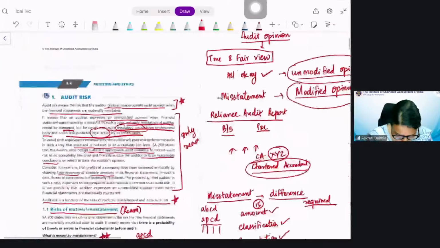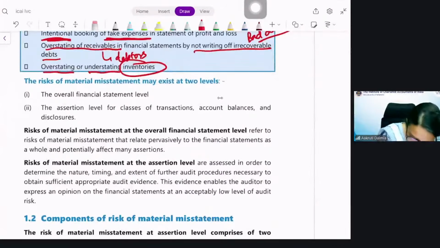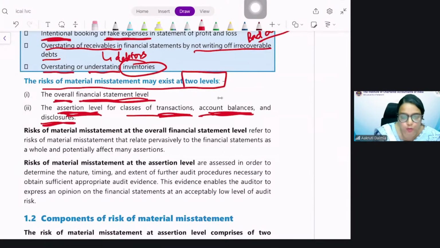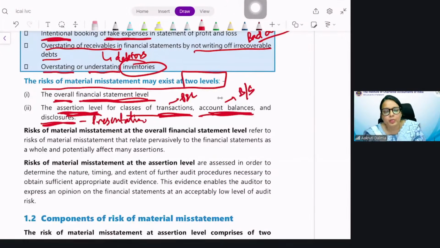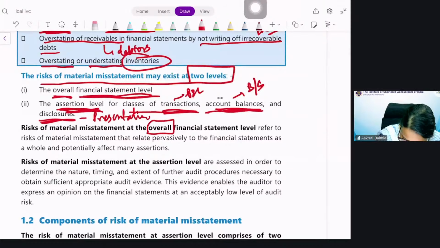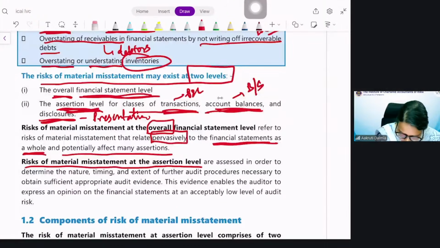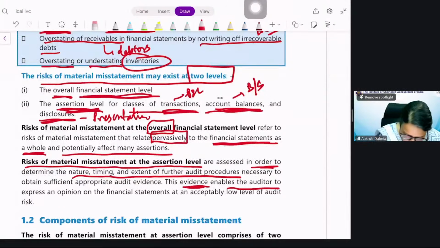Now come to the book again. So risk of material misstatement can exist at two levels. At the overall financial statement level and at the assertion level for transactions, account balances, and disclosures. Transactions means P&L items, account balances means balance sheet items, and disclosures means overall presentation. Is that clear? So at assertion level also risk exists. Risk of material misstatement at the overall financial statement level means risks that affect pervasively the financial statements as a whole and potentially affect many assertions. And risk of material misstatement at assertion level helps to decide the nature, timing, and extent of further audit procedures necessary. This evidence helps the auditor to express the correct opinion.